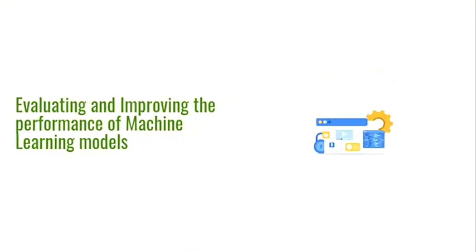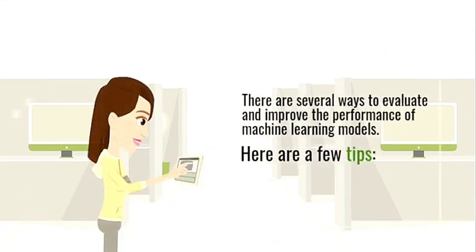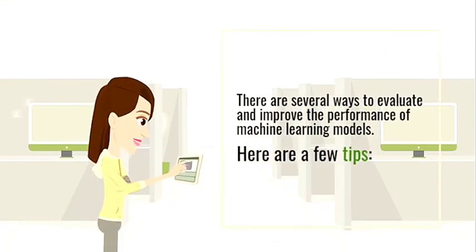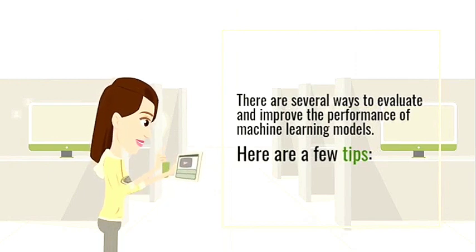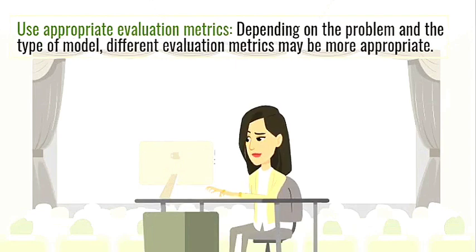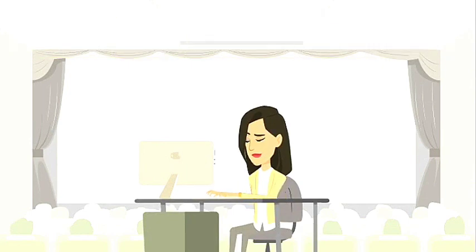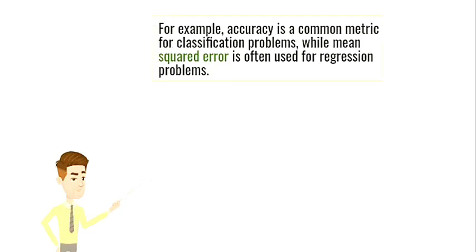Evaluating and improving the performance of machine learning models. There are several ways to evaluate and improve the performance of machine learning models. Here are a few tips. Use appropriate evaluation metrics. Depending on the problem and the type of model, different evaluation metrics may be more appropriate. For example, accuracy is a common metric for classification problems, while mean squared error is often used for regression problems.